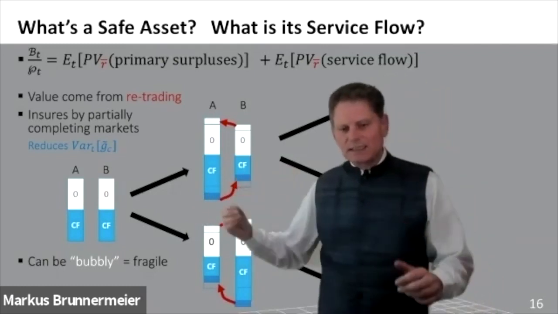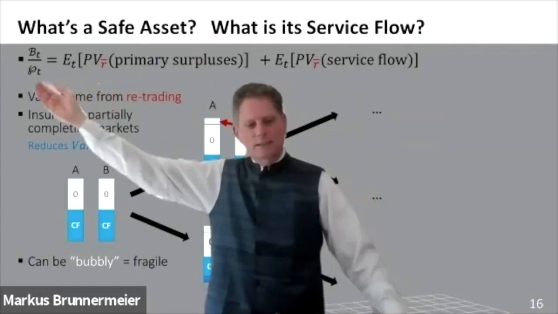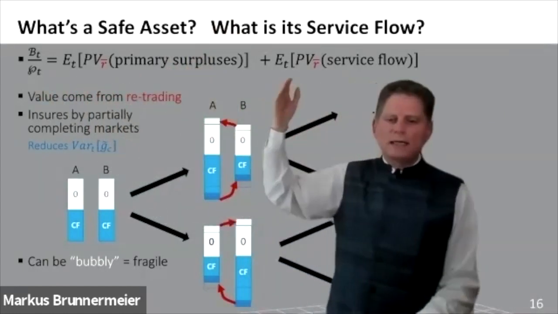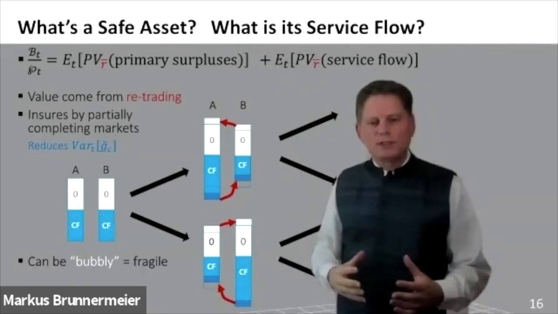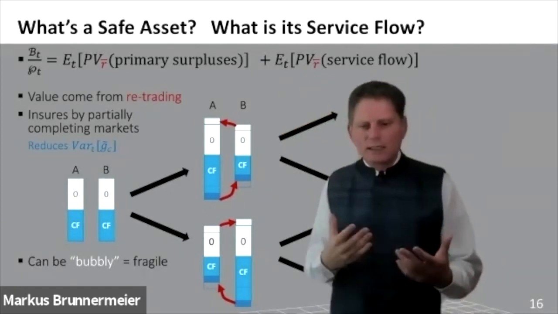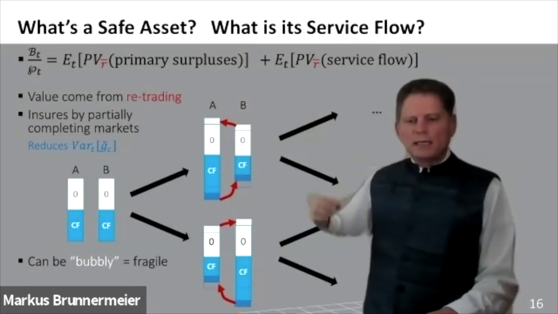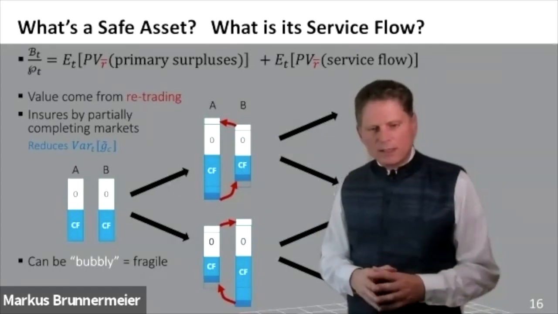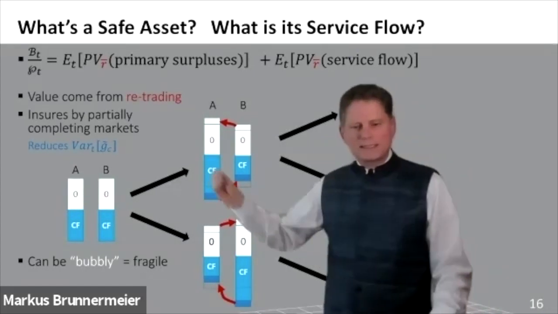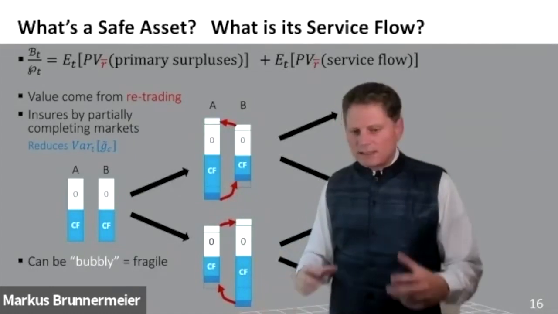And this white asset, even though it doesn't pay any primary surplus and should actually be worth less, still has value because the service flow is there. It can allow us to self-insure each other. That's what the illustration is, and that's why this second term is very important, and it shouldn't be ignored like in many standard asset pricing settings. That's what we call a safe asset.